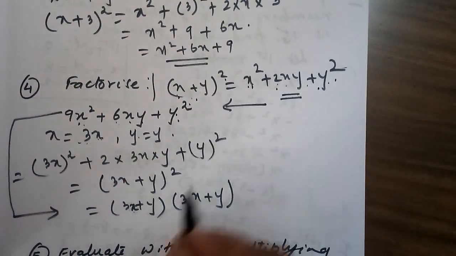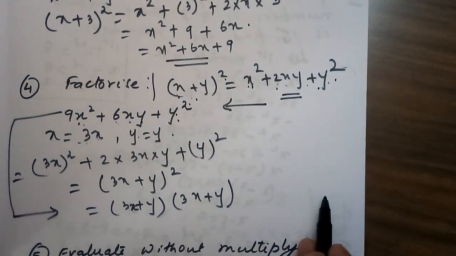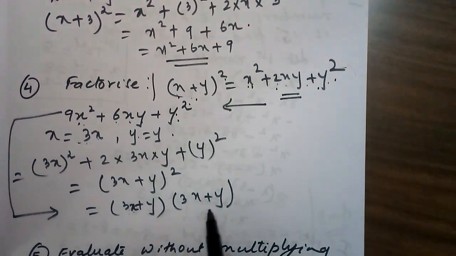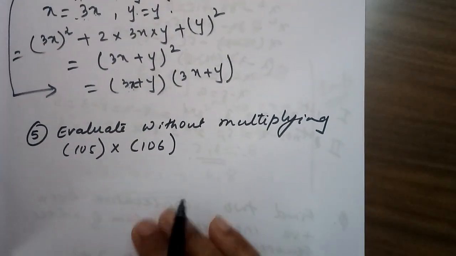And I repeat again, factorize means your final answer will have brackets multiplied with each other. Degree 2 polynomial, you will get 2 brackets. Degree 3 polynomial, you will get 3 brackets. Coming to the last question for today.